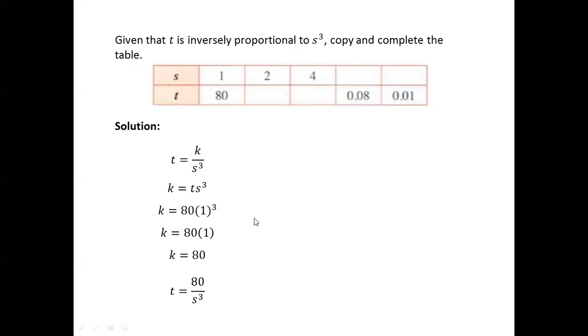We now have t is equal to 80 over s cubed. When s is equal to 2, let's use this equation to solve for t. Substituting 2 for s, we have 80 over 2 cubed, or 80 over 8, which reduces to 10. That means when the s value is 2, the t value will be 10. Next.